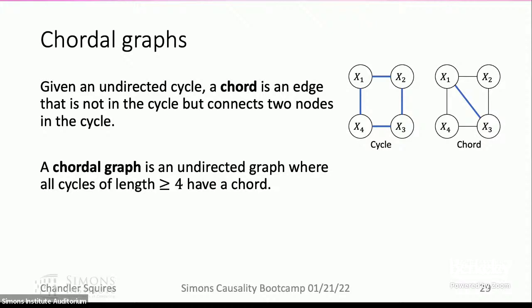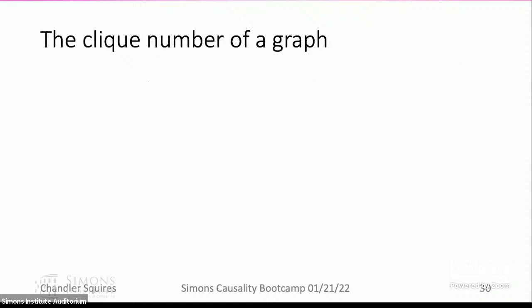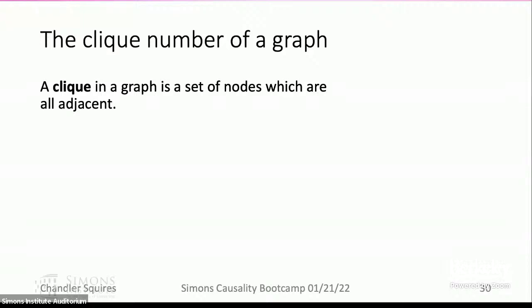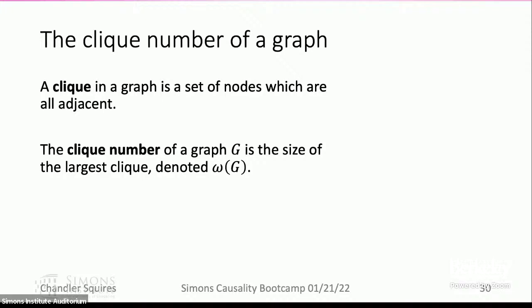And a chordal graph is just an undirected graph where every cycle of length greater than 4 has a chord. And these have really nice graph theoretic computational properties that get used a lot in this field of experimental design. One of the properties is that it's easy to find the largest clique in this graph. A clique is a set of nodes which are all adjacent, so if we look at the induced subgraph, it's a complete graph. And the clique number of some undirected graph is the size of the largest clique. And I'll be using this throughout, this omega of G.